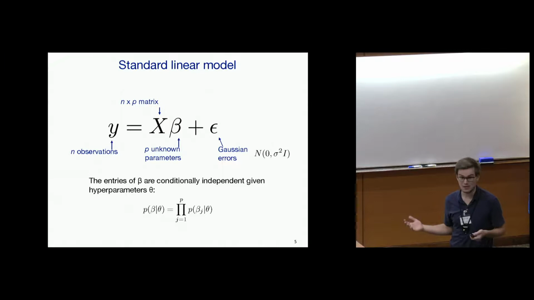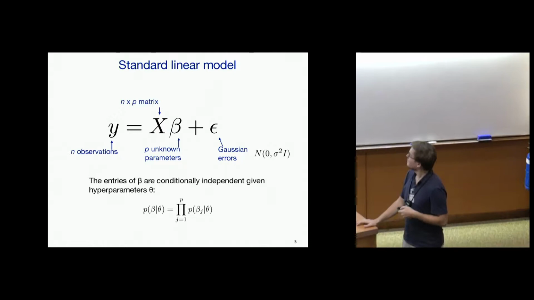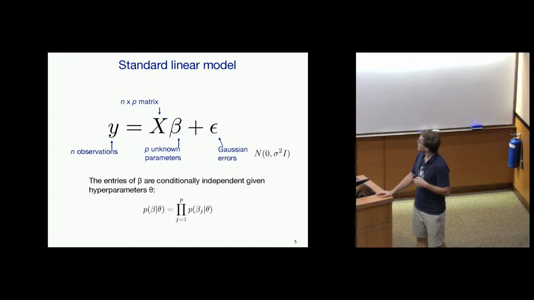So we need to specify a prior, and we're putting a constraint here for now on the prior. We're going to say the prior is separable, in the sense that the entries of beta are a priori conditionally independent. So the prior factorizes nicely, and we'll be able to exploit this. ERGA exploits this kind of independent structure.